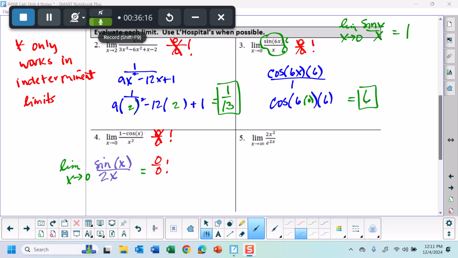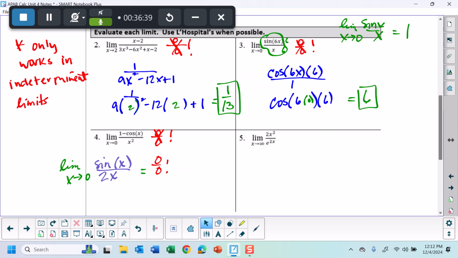When I plugged in 0, I get 0 over 0, which is the indeterminate form, and that indeterminate form lets me use L'Hopital's rule. But the interesting thing is what ends up happening here, when I go to plug 0 in, I still get 0 over 0. So I'm going to change my mind, Grace. You can have a Smartie.